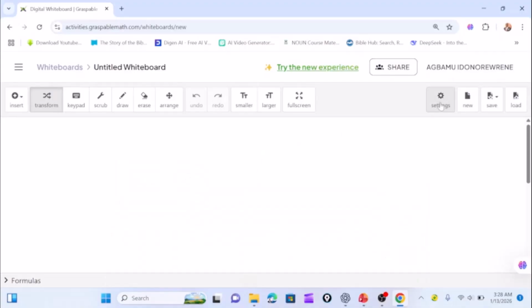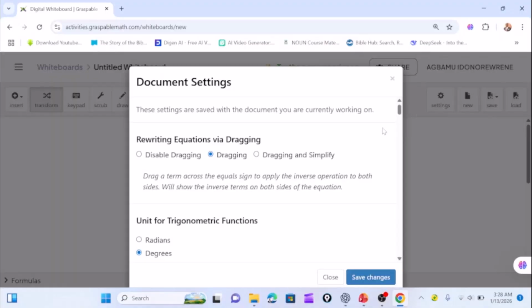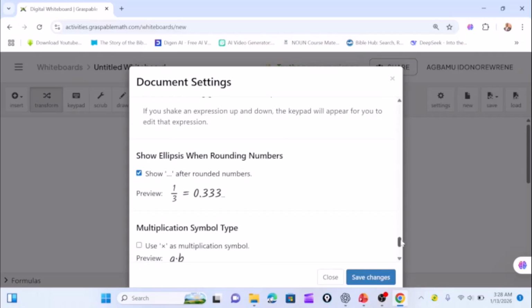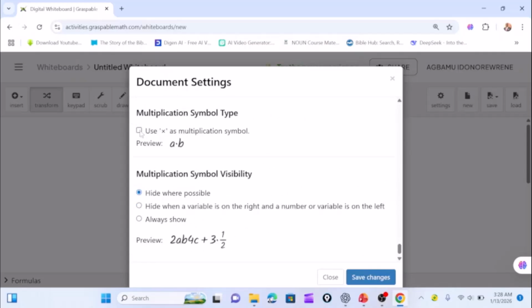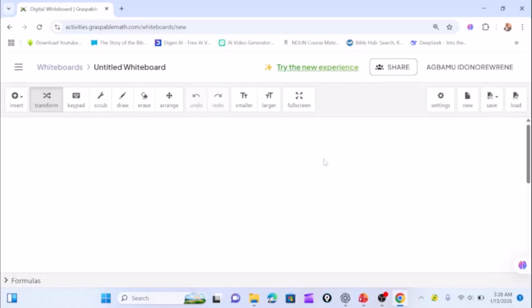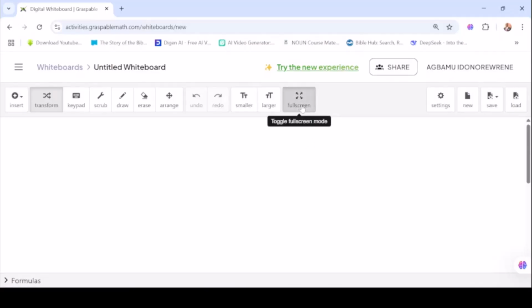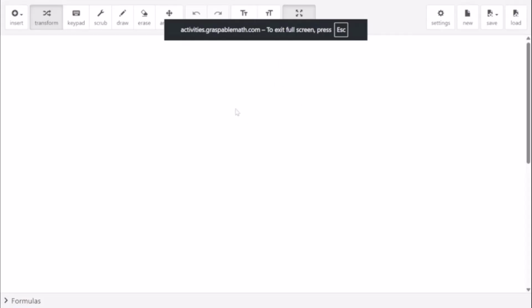Before we continue, just do a little setting. Under your settings, use dragging and simplify. Make sure you click on this, then go down to multiplication and use this as multiplication. These are the two basic settings for now. There are other settings you can use in your class, but for our subtopic, simple equation, these are the only two settings we need. Then you can go to full screen.